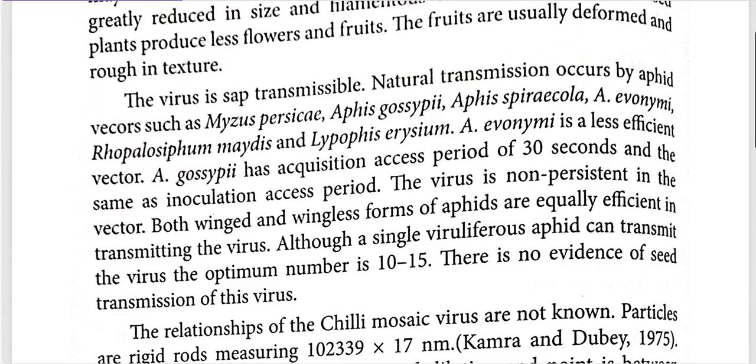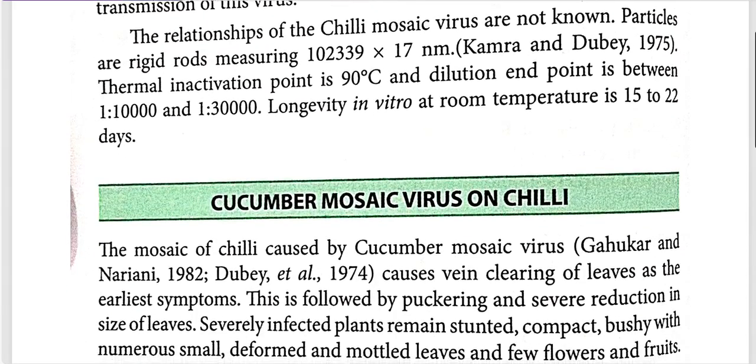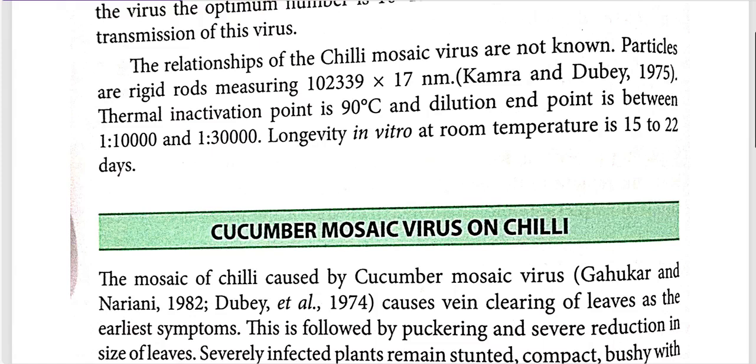Both winged and wingless forms of aphids are equally efficient in transmitting the virus. Although a single viruliferous aphid can transmit the virus, the optimum number is 10 to 15. There is no evidence of seed transmission of this virus. The relationship of the chilli mosaic virus is not known.